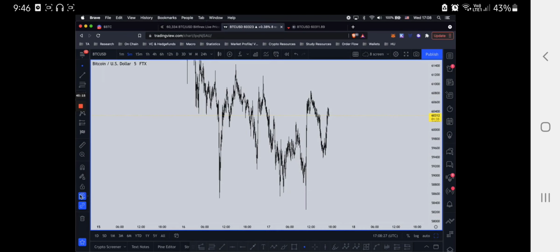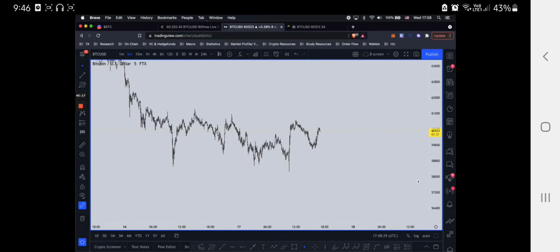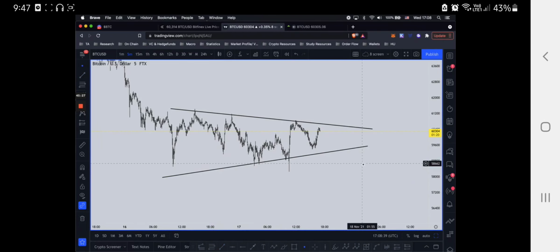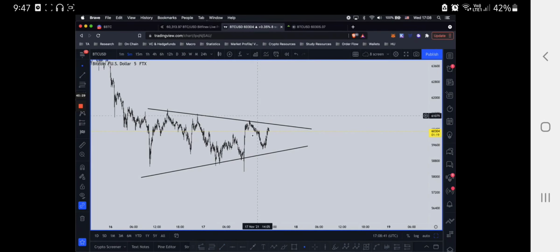a compression pattern, right? So we need to really break out of this pretty soon. And you can see, well, it's not quite as clear along the bottom, but you get the idea. Apart from that wick, we're kind of just compressing. So you need to see this downtrend particularly. You need to see that break.